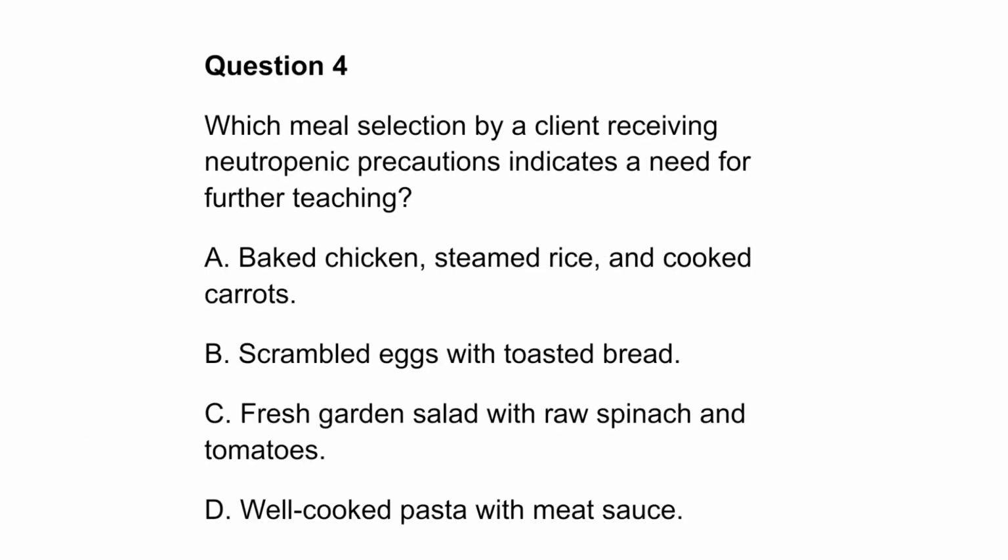Question 4. Which meal selection by a client receiving neutropenic precautions indicates a need for further teaching? A. Baked chicken, steamed rice, and cooked carrots. B. Scrambled eggs with toasted bread. C. Fresh garden salad with raw spinach and tomatoes. D. Well-cooked pasta with meat sauce.